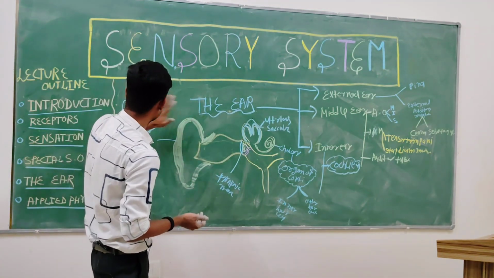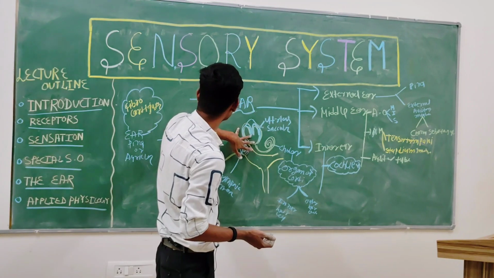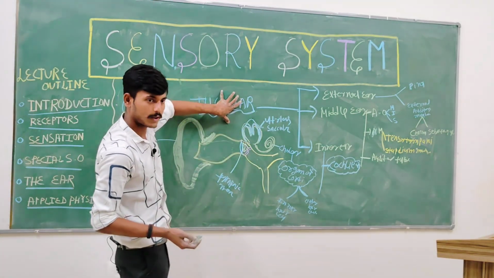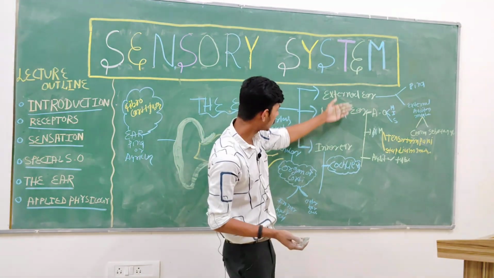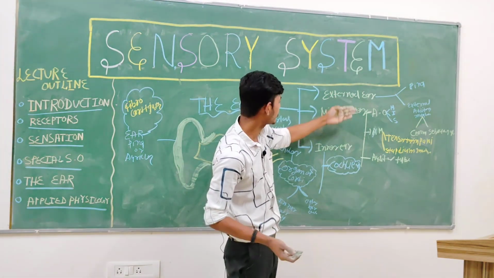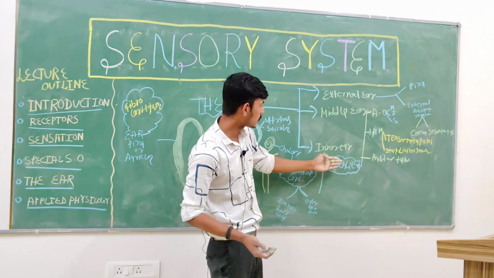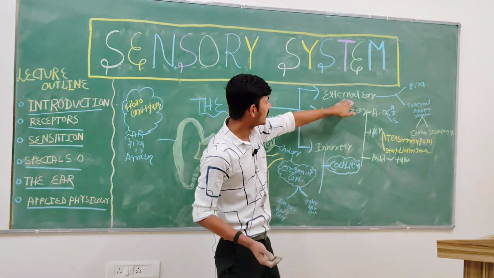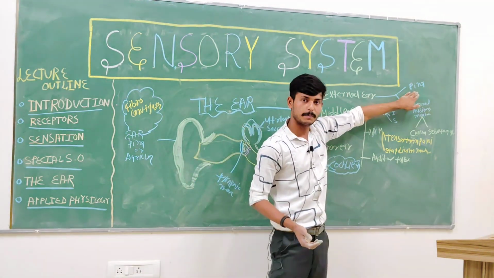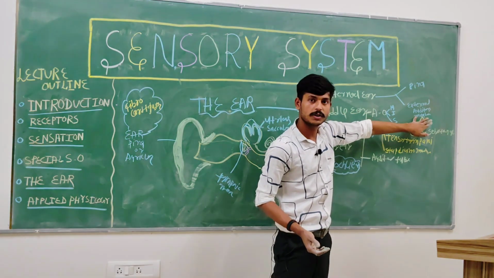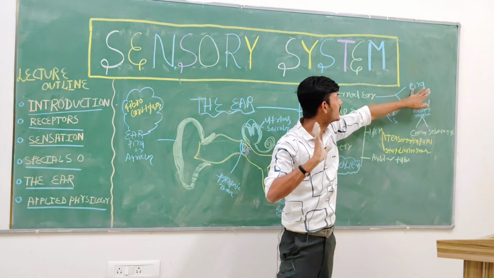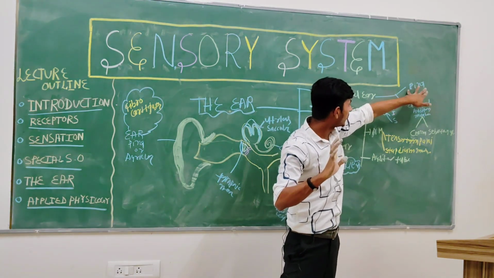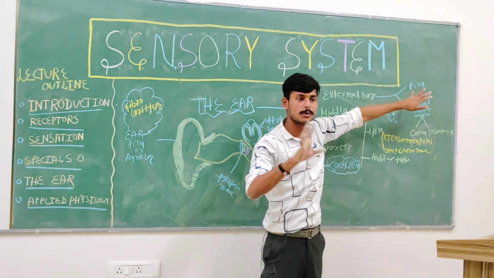Now, once again, we'll define what we studied. We discussed the ear, and we said the ear is divisible into three convenient parts. The first is called external ear, second is middle ear, third is the inner ear. The external ear comprises the outer part pinna and the external auditory meatus. The function of ear pinna is collecting the sound, and the pinna is made up of fibrocartilage.